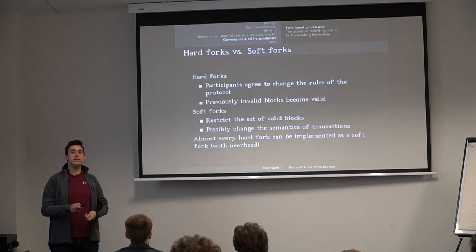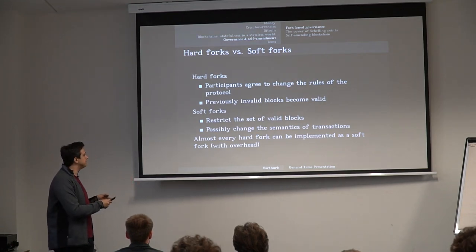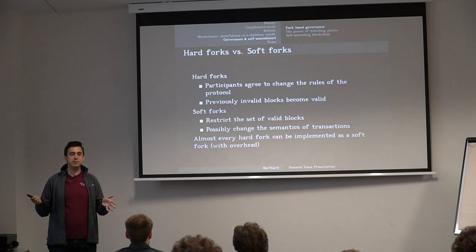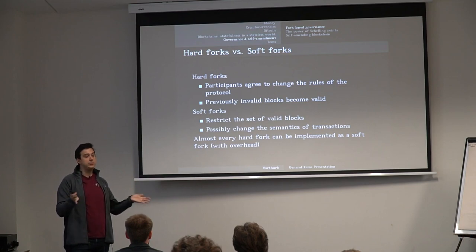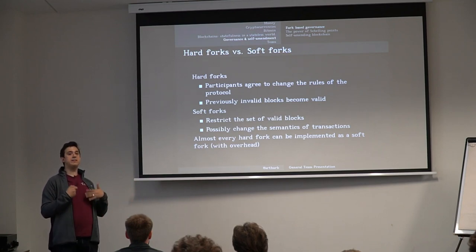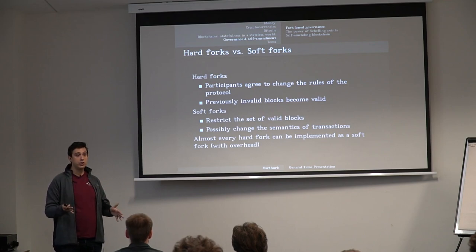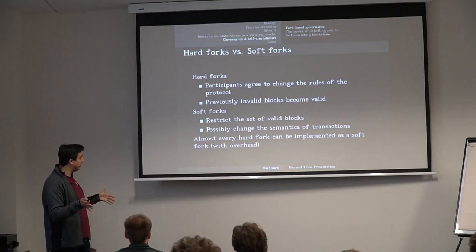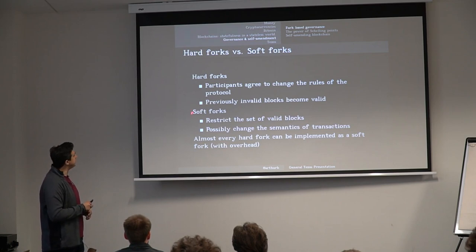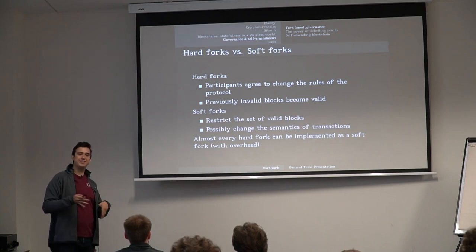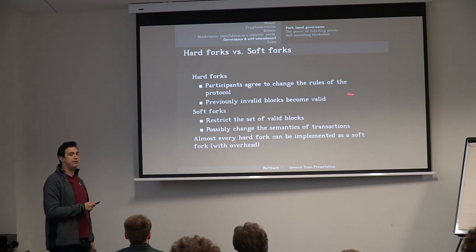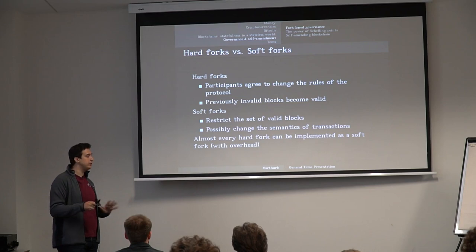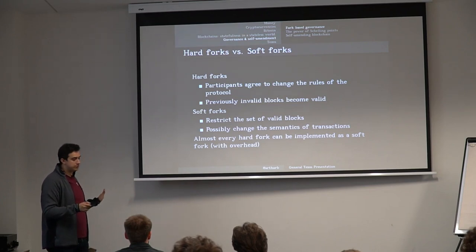You change the code in a way that blocks that you would have accepted in the past, you now reject. And the nice thing about it is that if you're using an old client, you don't need to update your own client. The only people that need to update are the people who produce blocks, to make sure that they don't produce blocks which are now invalid. And there's this idea that a soft fork is somehow softer than a hard fork, because you're not forcing anything on anyone. You're not telling people you need to accept invalid blocks, you need to upgrade your software. Oh, no, you don't need to do anything. We're just going to narrow down the rules.